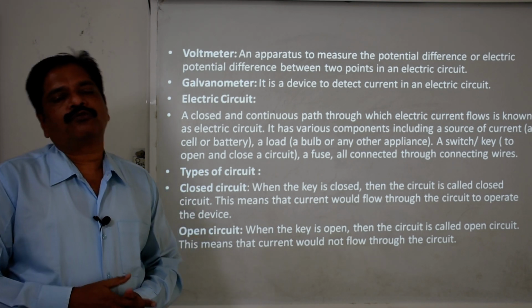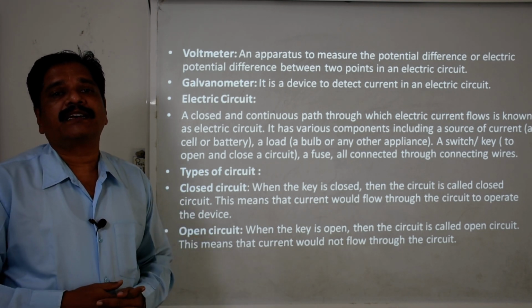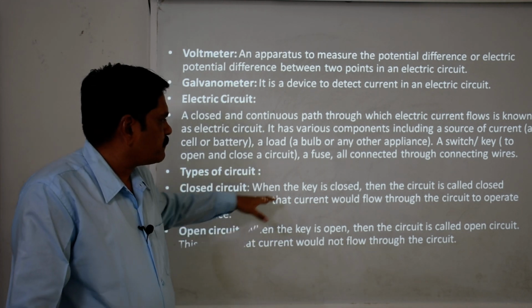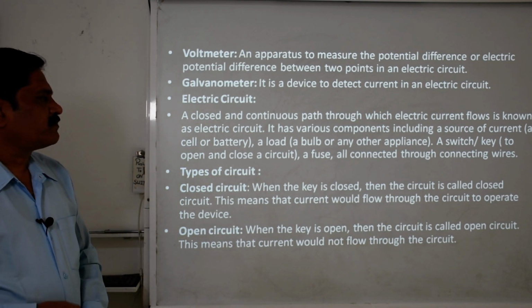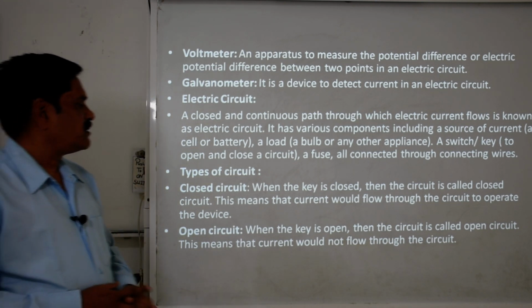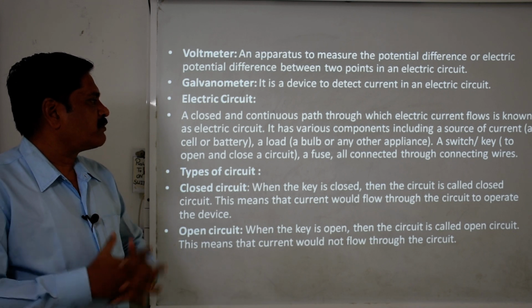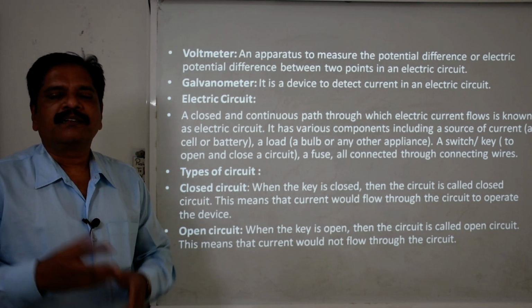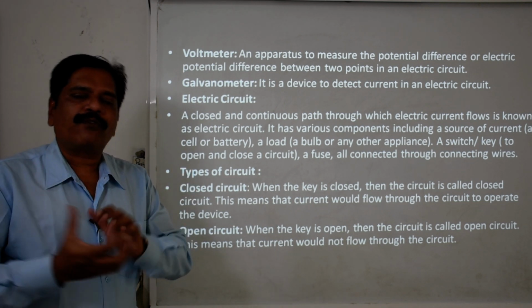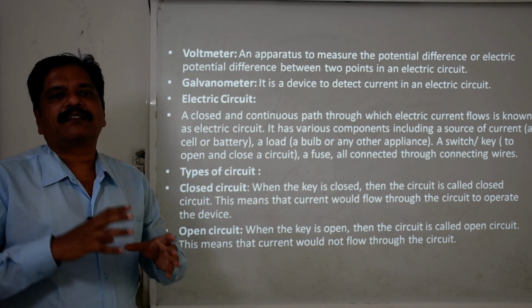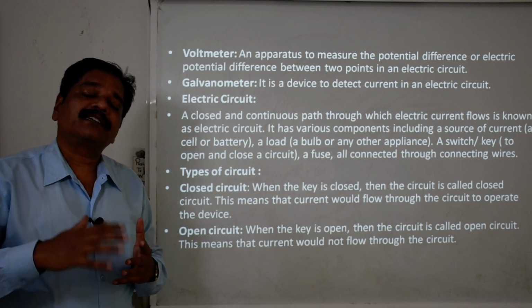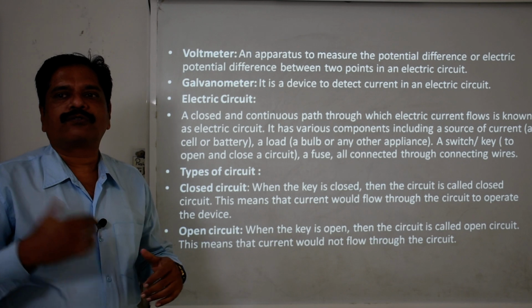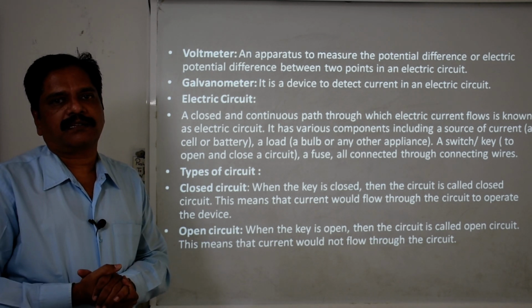Now here we are talking about the two different types of electric circuit: one is the closed circuit and the second is the open circuit. Clear? What is the closed circuit? When the key is closed, then the circuit is called the closed circuit. It means that the current would flow through the circuit to operate the device. Remember, it sounds somewhat different. When we say that the circuit is closed, that means it allows the electric current to run and complete the circuit.